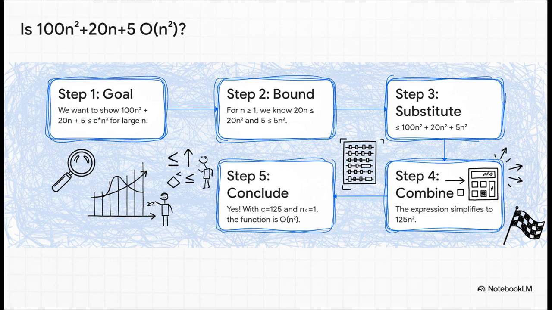The question is, can we prove it's O of n squared? Well, our goal is to show that it's basically trapped underneath some version of n squared. And here's the trick. We can be a little generous. We can find an upper bound for the smaller parts.